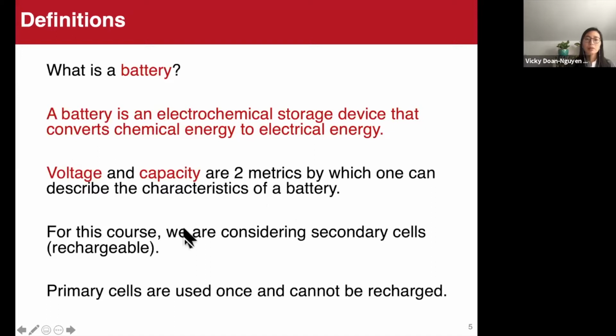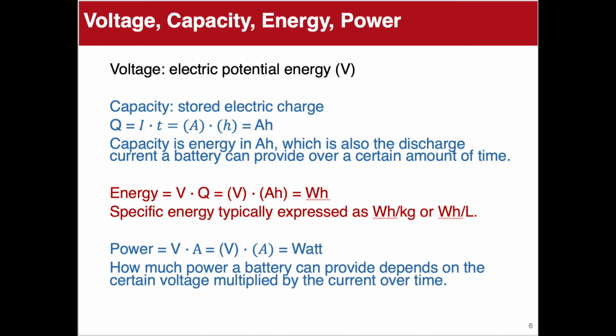And for this course, we're considering secondary cells or rechargeable cells. There are, of course, other types of cells, such as primary cells, where you can use it once, but they cannot be recharged. So the voltage is the electric potential energy of the cell. And we'll talk about how the thermodynamics of the materials that you pick determine the voltage.